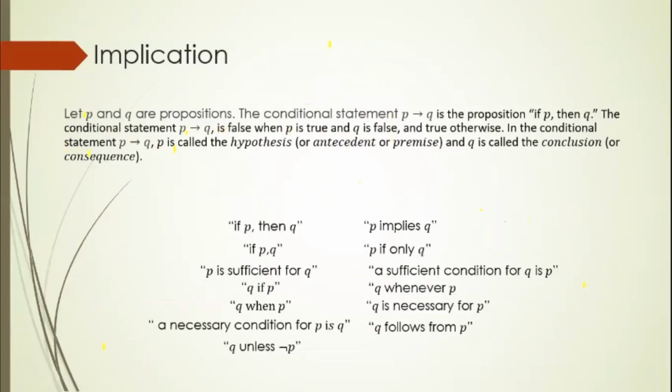In the conditional statement if P then Q, P is called our hypothesis, sometimes referred to as antecedent or premise, and Q is called your conclusion or your consequence. So these are the different representations that we can use for implications. Okay, if P then Q, if P comma Q, P is sufficient for Q, Q if P, Q when P, Q unless not P. So these are just some of the representations of implications.